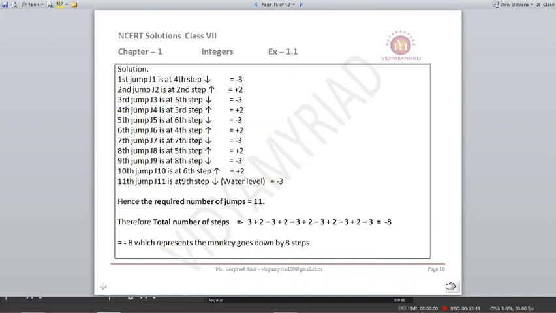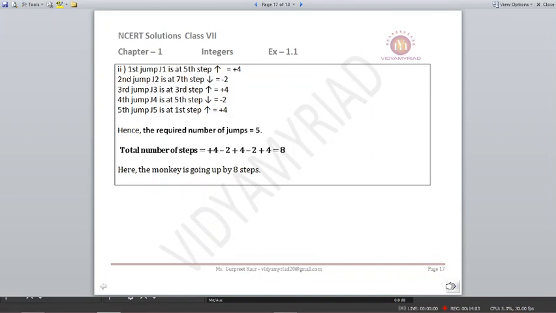So it's like this, we will mention each and every step where he is, and when he reaches the 9th step, that is the water level, if we count, we will see that the number of jumps is 11 and the total number of steps is minus 8.